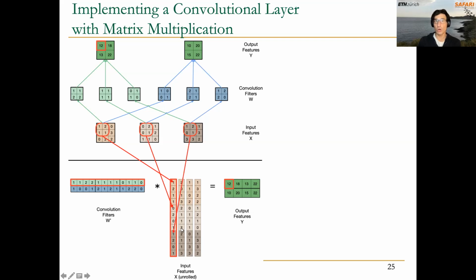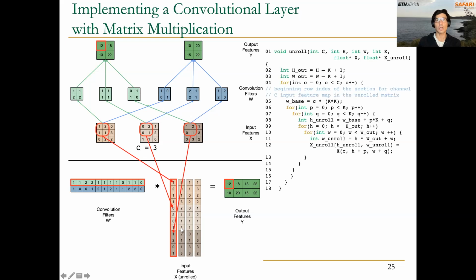If we look at the second column of the unrolled matrix, what we see is that these elements here, 2, 0, 1, and 3, correspond to this tile of the input feature map, 2, 0, 1, 3. And these four elements of the second column correspond to these 2, 1, 1, 2. So this is how the unroll matrix is generated. And that's what we do with this code.